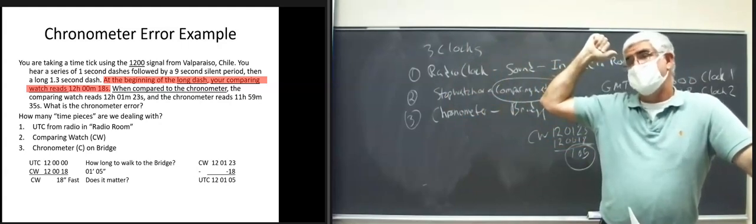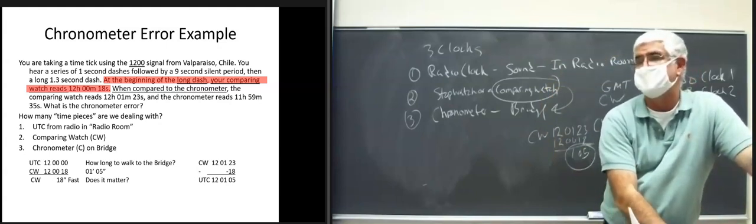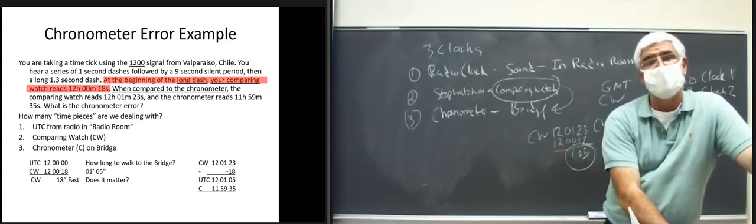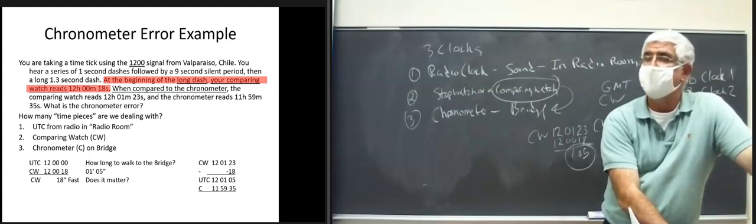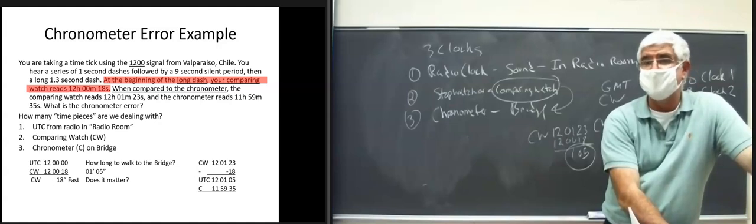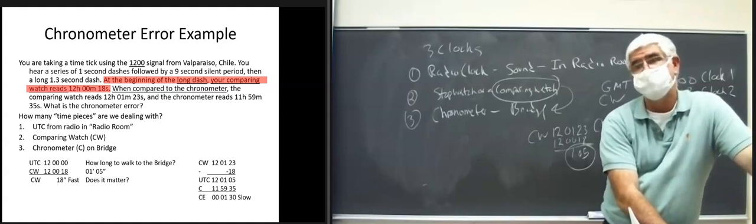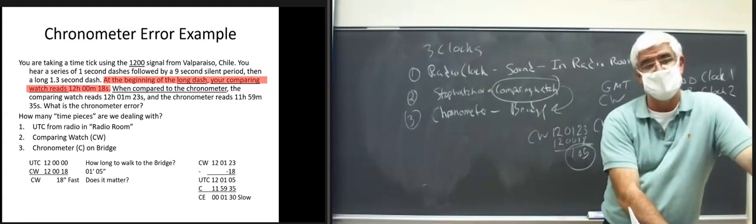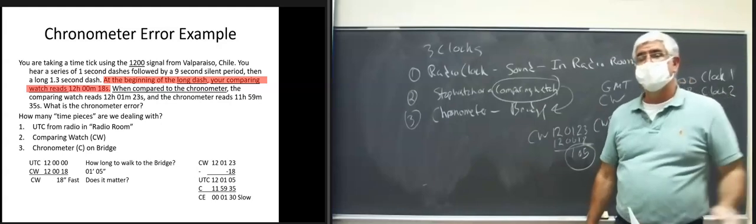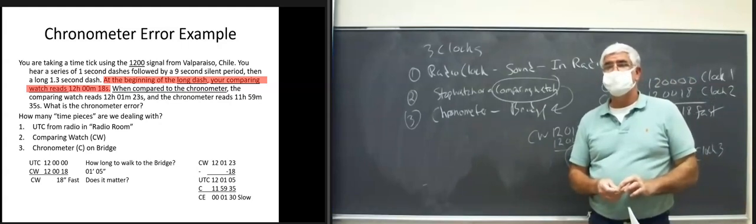I don't really care though. All I have to do now is, it's 12:01:05. What time does the chronometer say it is when I look at that? 11:59:35. So what is the error? It's 1 minute and 5 seconds and 25 seconds. It's 1 minute and 30 seconds slow. My chronometer on the bridge is 1 minute and 30 seconds slow. Take the difference between UTC and the time given for C.